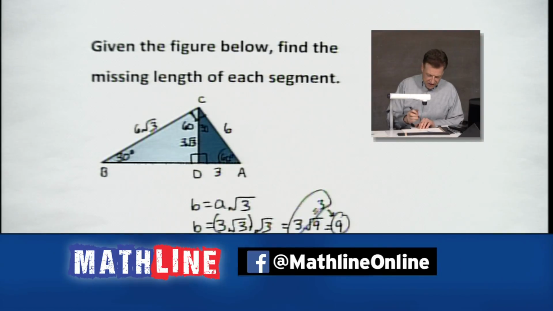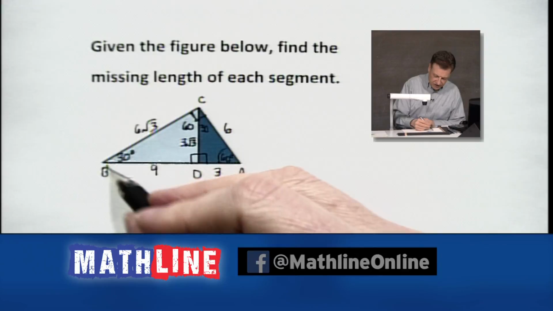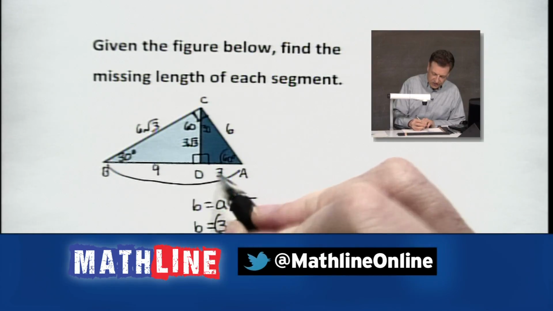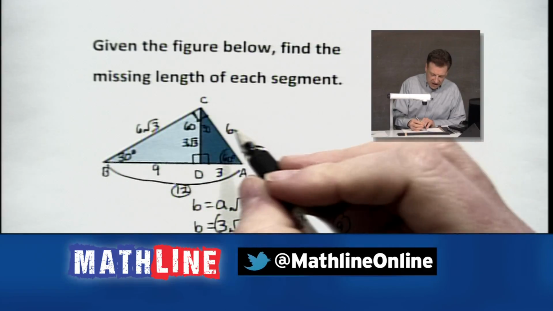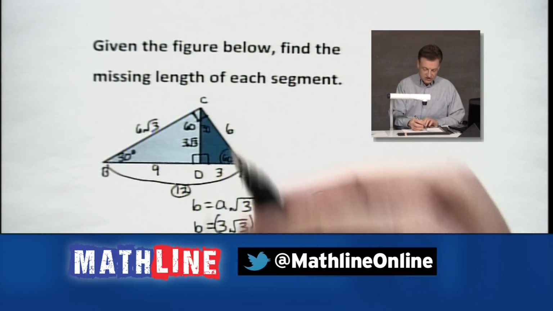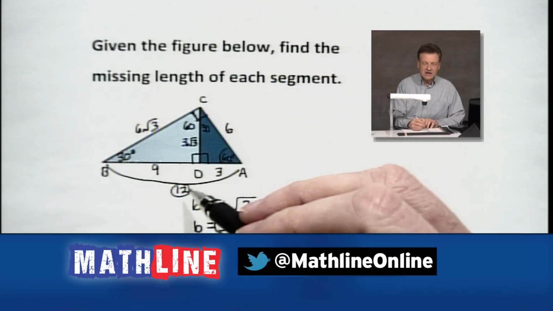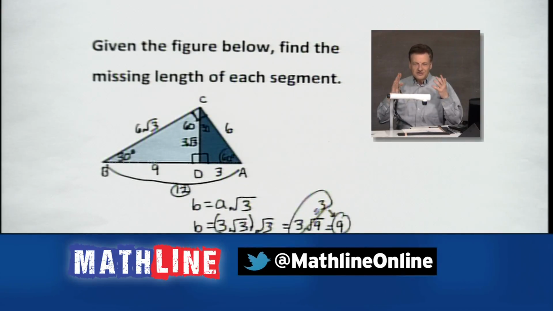And that's BD. You're still wondering, well, what's AB? I think everybody can figure that one out by now. Take the 3, add the 9 to it, and you, my friends, have a 12. Oh, look at the big triangle. 6 square roots of 3, and 12. 30, 60, 90. It works on all levels there.